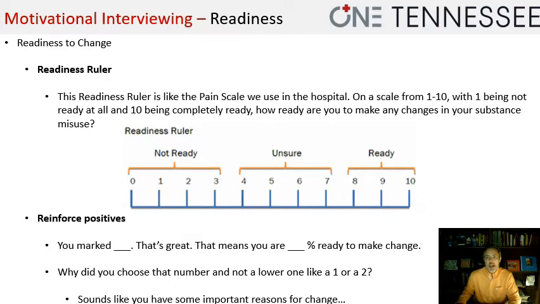Then you want to reinforce the positives. So let's say they marked 5. You could say, you marked 5. That's great. That means you're 50% ready to make a change. Why did you choose that number and not a lower one, like a 1 or a 2? Sounds like you have some important reasons for change.